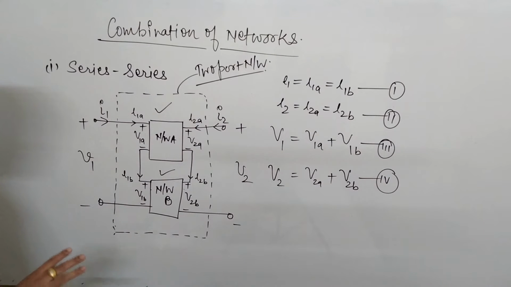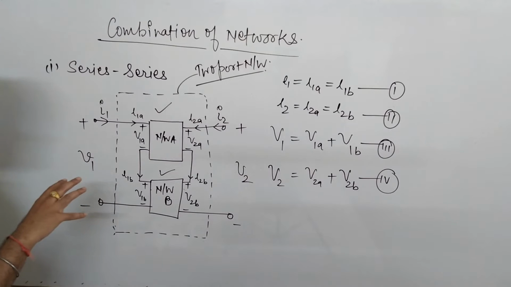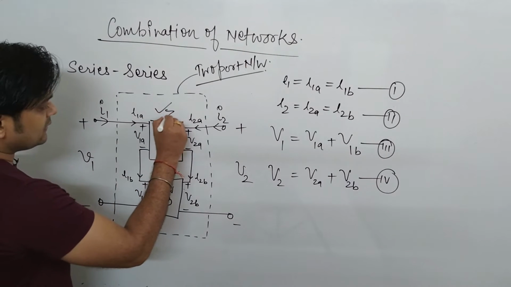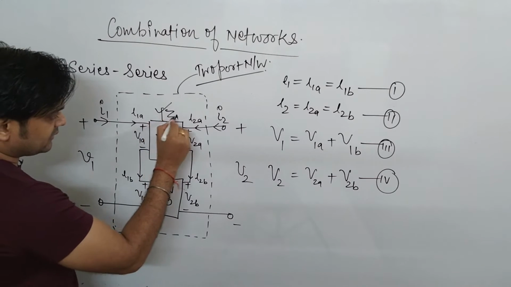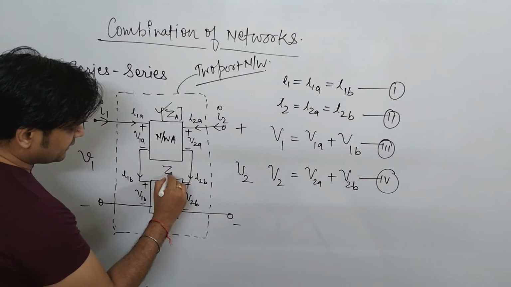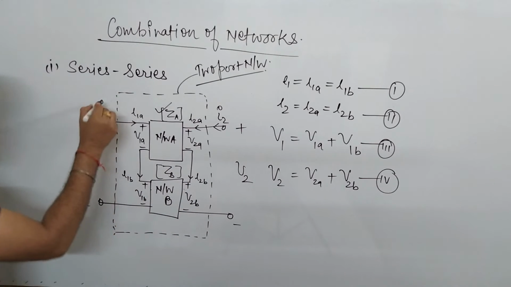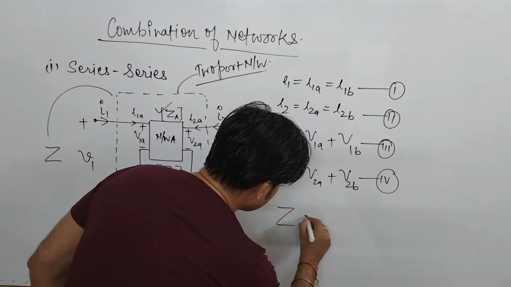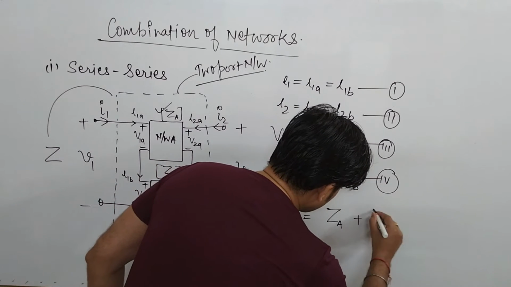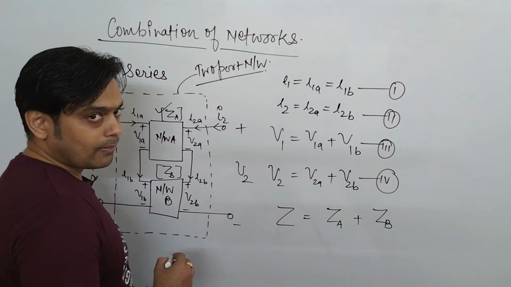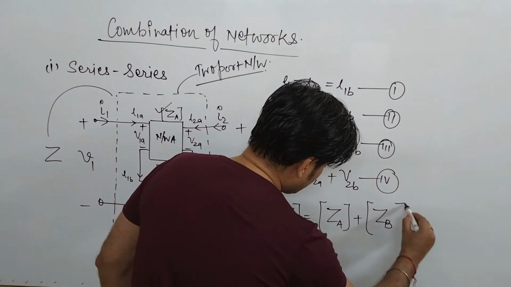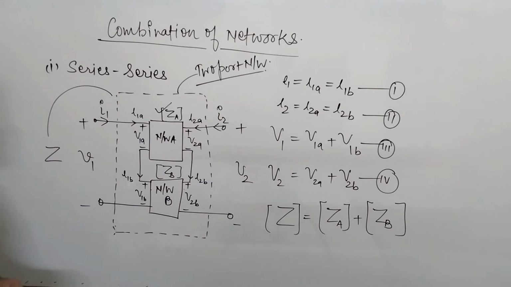I'm only going to tell you about the different types of condition that exist when two networks are connected in series combination, and what the overall Z parameter of this network is. If this network has a Z parameter ZA, the other has a Z parameter ZB, and this entire two-port network has a Z parameter Z, then this Z is equal to ZA plus ZB. Very important. It is in the form of a matrix.